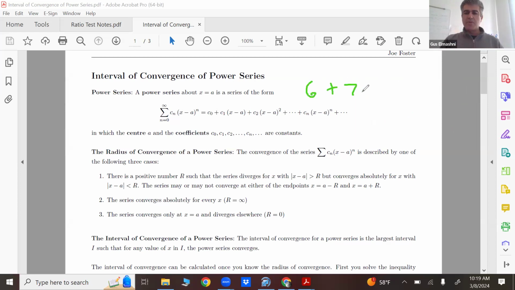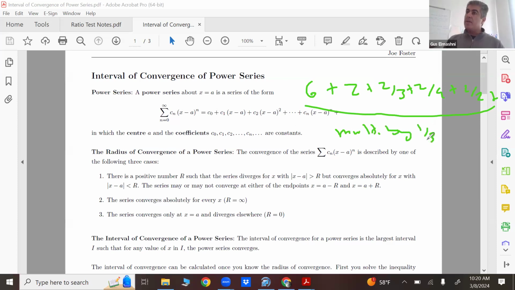But what if I have something like this here? 6 plus 2 plus 2/3 plus 2/9. What's happening here? This is still geometric. So in this case, we multiply by 1/3, and there's going to be a convergence here. This is what we call an infinite geometric series that converges. And we call this 1/3 our common ratio, right?